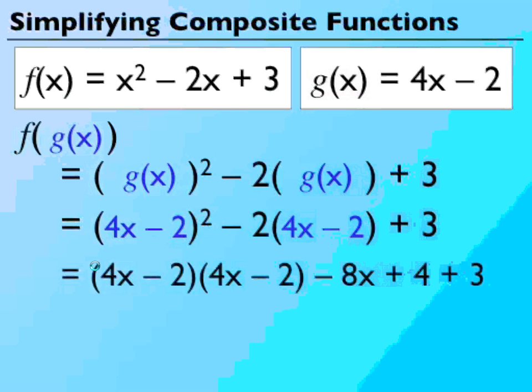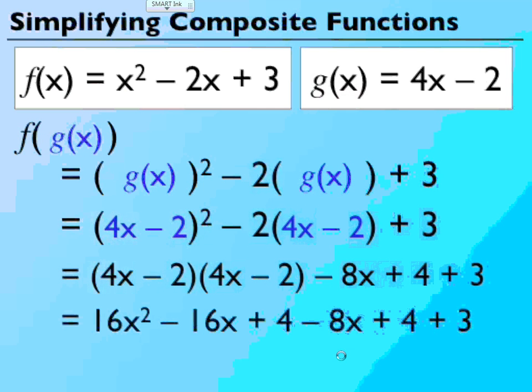Then when we distribute everything here, we distribute the 4x to each thing, we distribute the -2 to each thing, we're going to get all of this stuff: 16x squared minus 16x plus 4 minus 8x plus 4 plus 3. Combine all of our like terms, and finally we get 16x squared minus 24x plus 11. So f of g of x is 16x squared minus 24x plus 11.